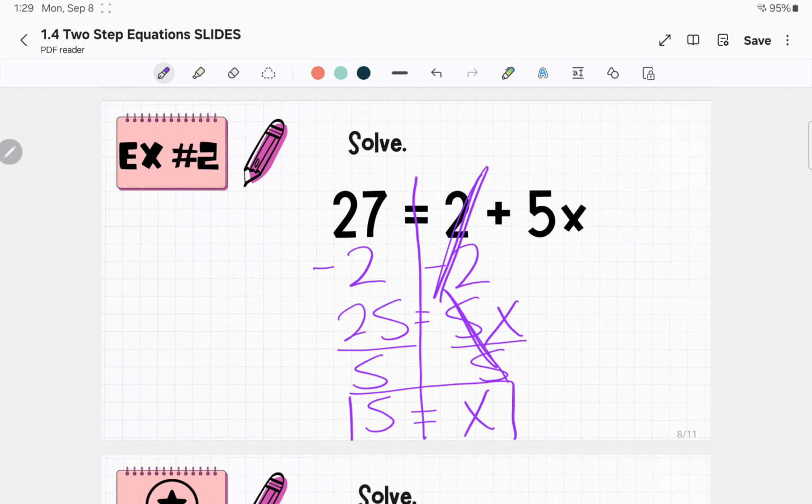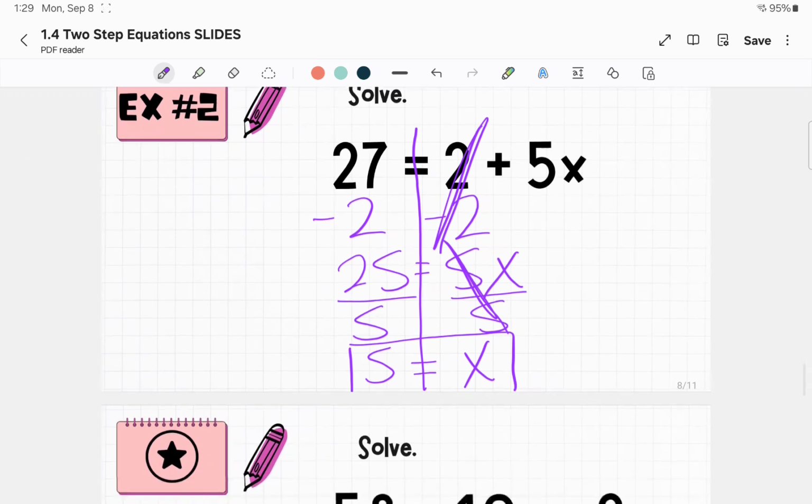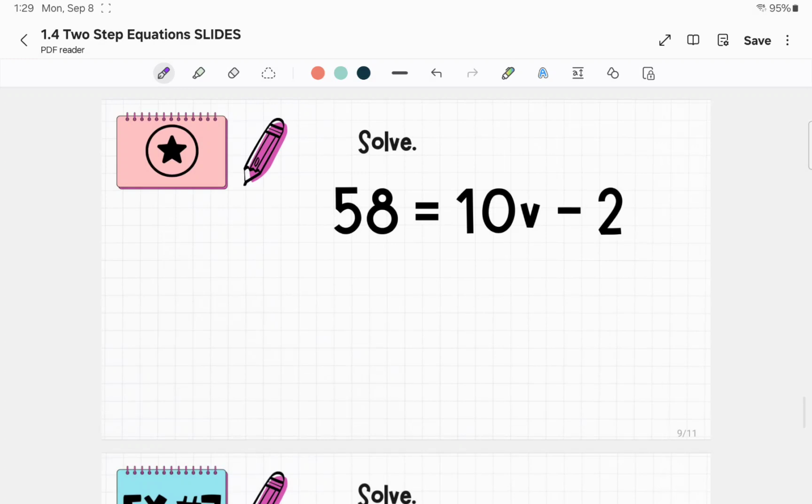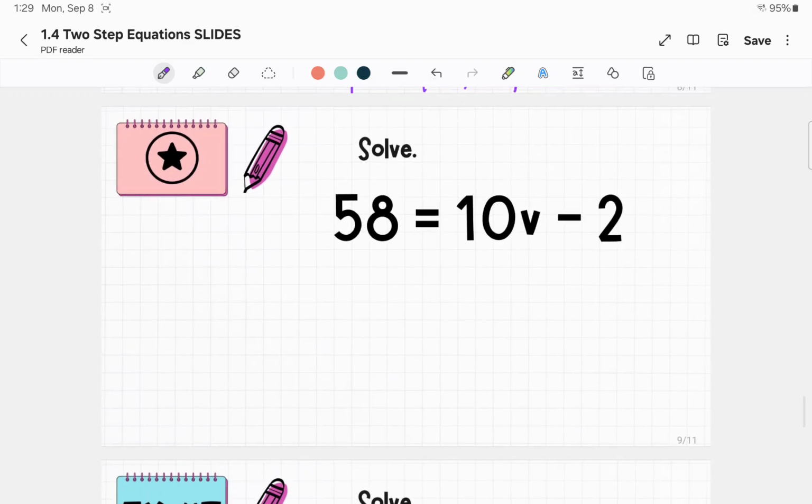So go ahead and pause the video, try it. Pause this and go ahead and try this one by yourself. All right, so hopefully you tried it. So I'm gonna go ahead and solve it.